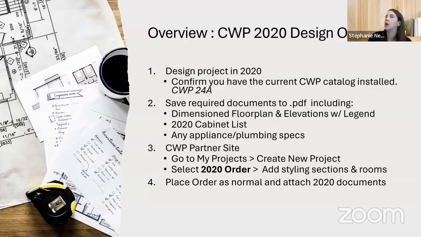So kind of the overview we'll talk about is essentially you would have your project designed in 2020. You're going to want to make sure that you are using the most current CWP catalog, which is the CWP 24. We're going to talk about some of the required documents that you're going to need to have when submitting the order: dimensioned floor plan, elevations, a 2020 cabinet list, appliance spec. And we'll go through and talk about these in detail. And then also, as I mentioned, the items that will be required on the CWP partner site, creating a project header and styling sections and rooms.